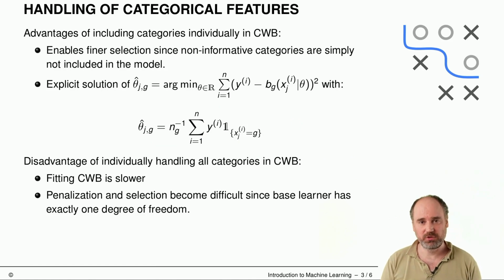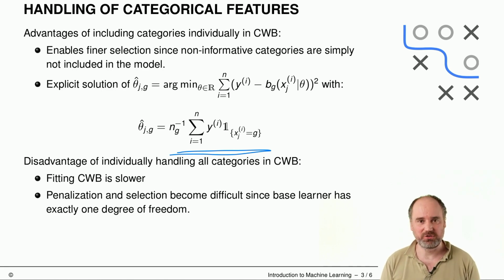If we use individual base learners, uninformative categories might not be selected by the component-wise boosting procedure. So we are exploiting this feature selection effect that I talked about in the previous session, and that would help us also to become sparse in the set of categories for that categorical feature. Again, there's a very, very simple explicit solution for our parameter estimation. It works basically as before, now just with a single category.